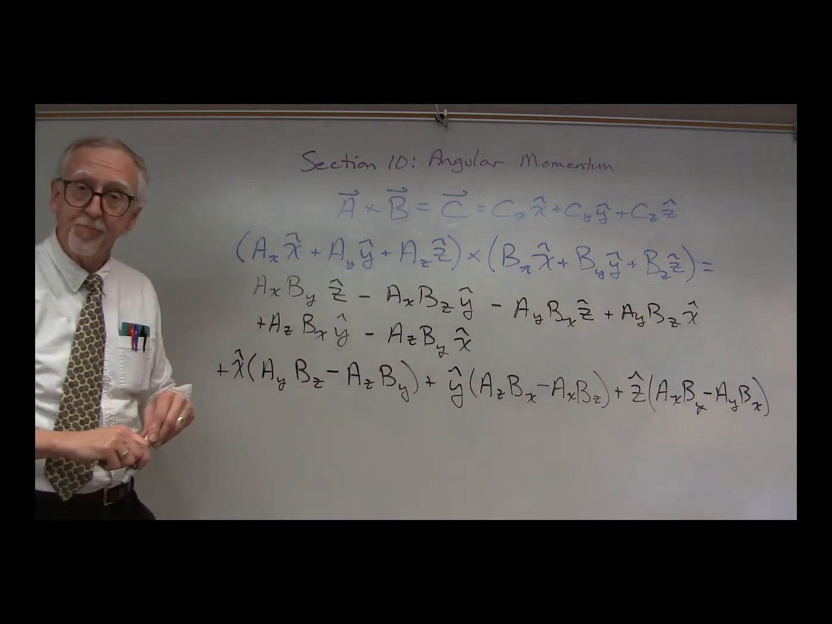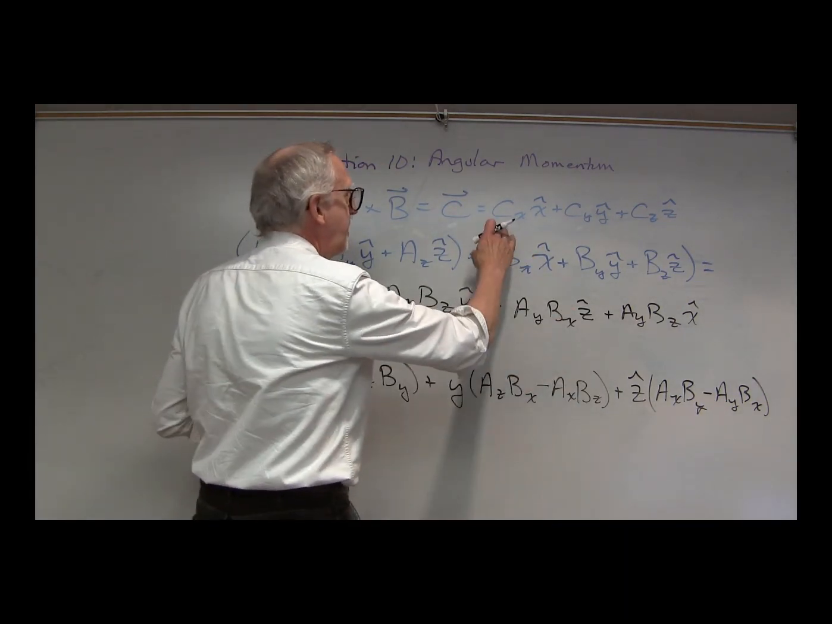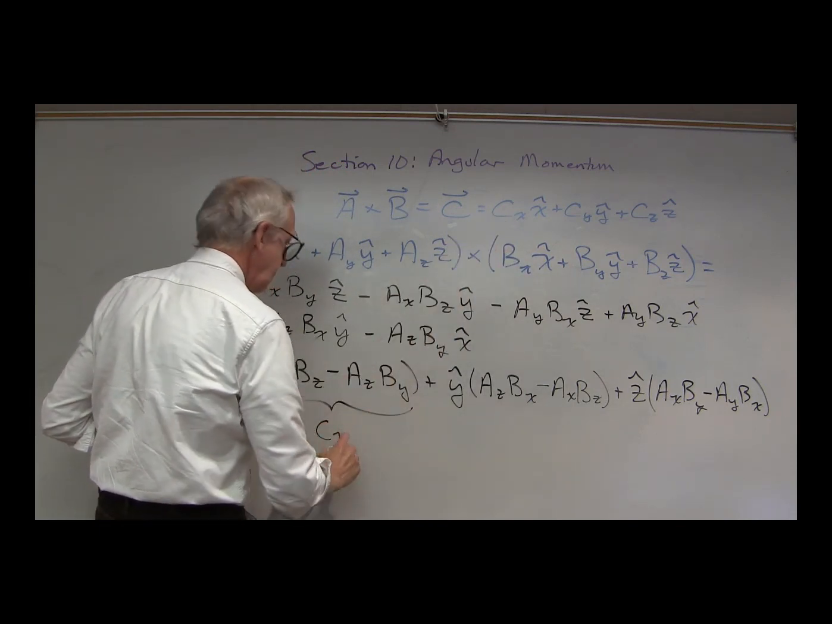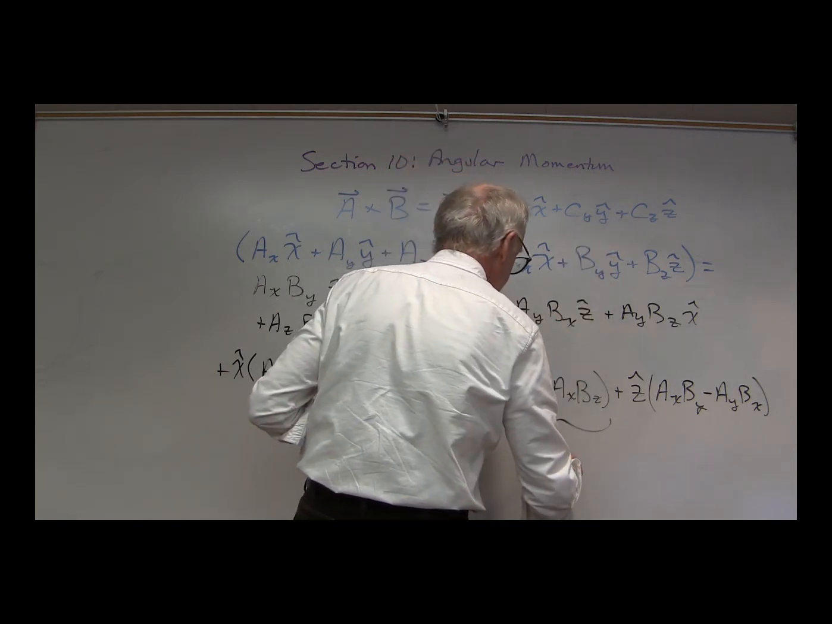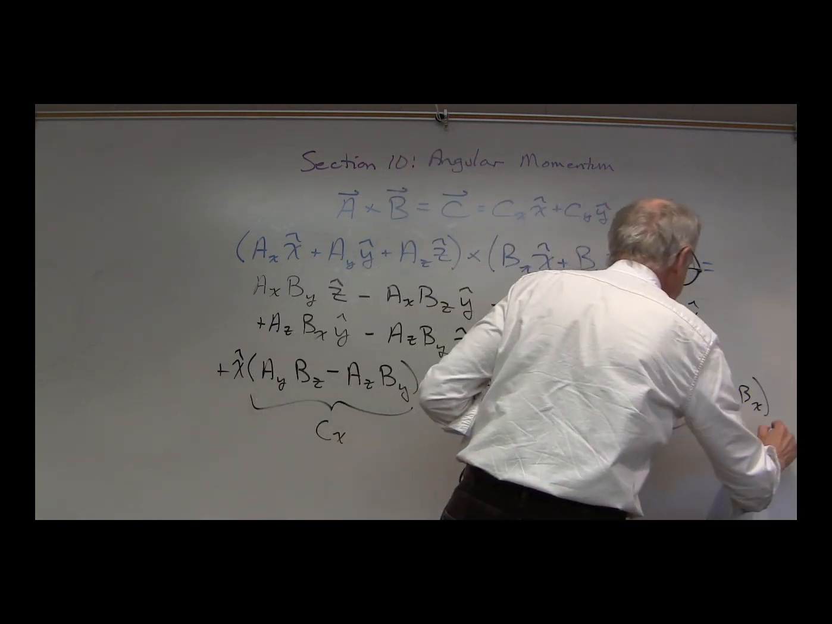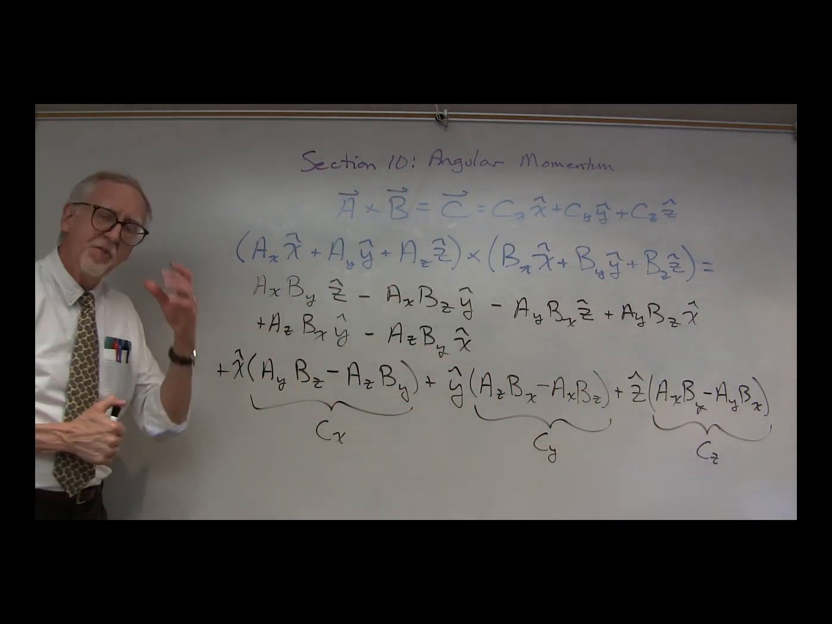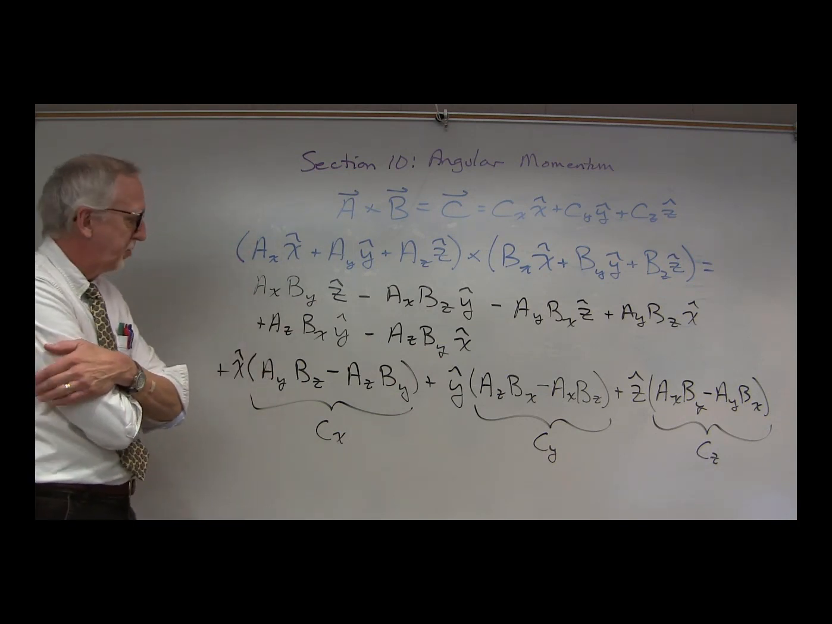And there we go. So notice, we've got the x hat term, the y hat term, the z hat term. So this is going to be cx. This is going to be cy. And this is going to be cz. Now, that looks very complicated, but let's see if we can do anything to help us remember this.